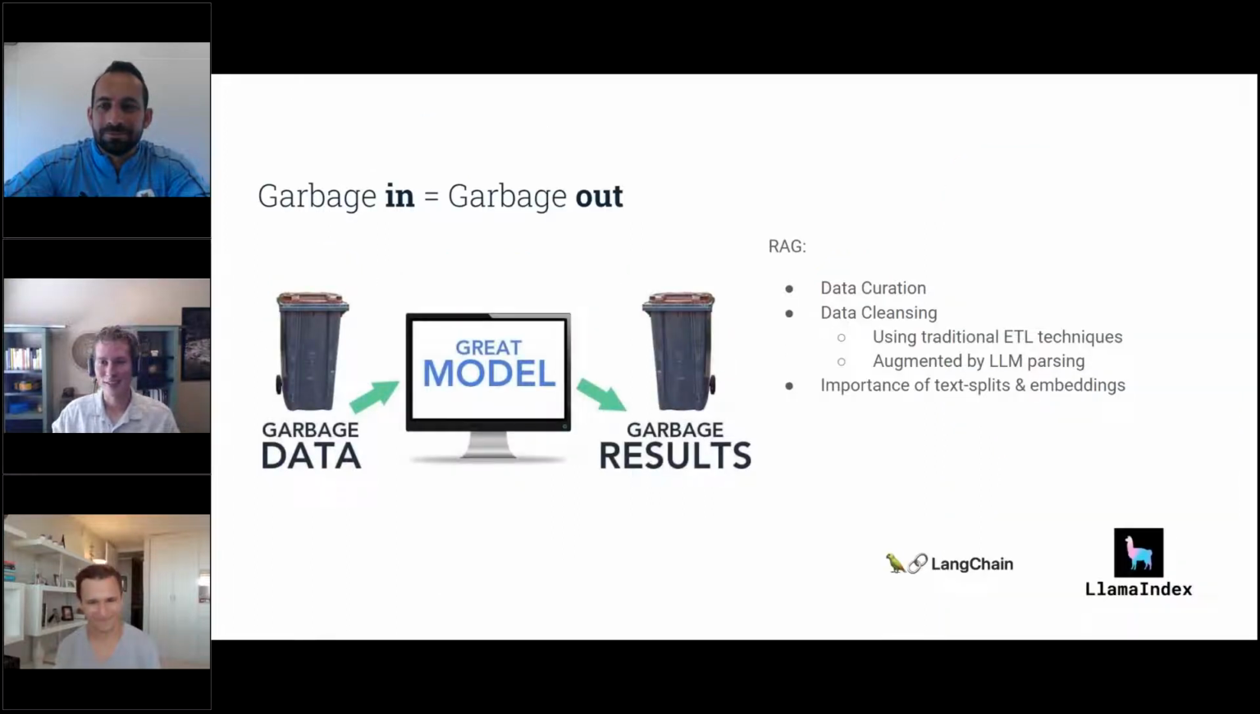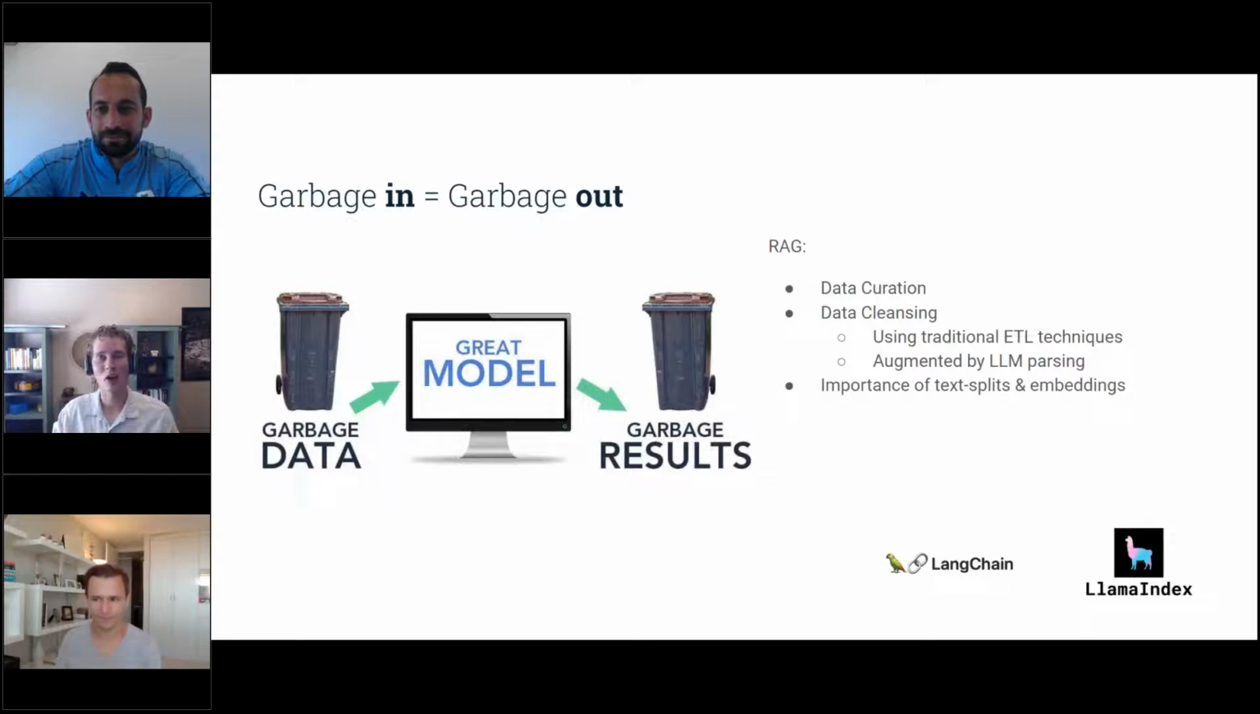Now, as we've heard mentioned a couple times, there's this concept of garbage in and garbage out, which means that no matter how great of a model you may have, if you have bad data going into that model, you can't expect great results to come out of it. This is especially true with the RAG approach, because at the end of the day, you're enhancing your prompt with your knowledge base. And so you want to make sure that that enhancement is always going to be helpful to answering the question. So data curation is super critical here.